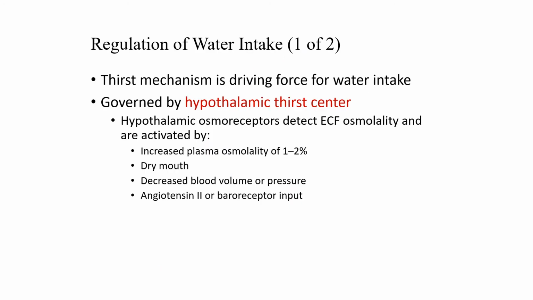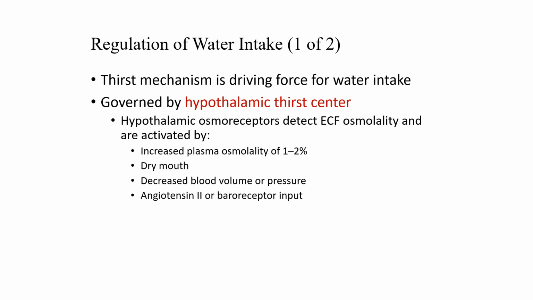So what's going to drive us to take in water? The thirst mechanism. And this is in the hypothalamus. The hypothalamus has osmoreceptors, and they're constantly monitoring the extracellular fluid osmolality. And if there's an increase in plasma osmolality of 1 to 2%, you start thinking about it. That's not very much. Then your mouth gets dry, and you say, "Oh, I'm thirsty," and hopefully you get water.